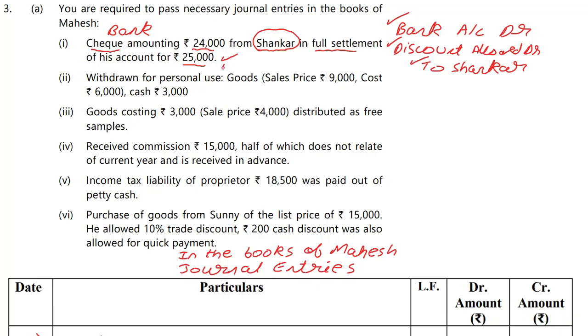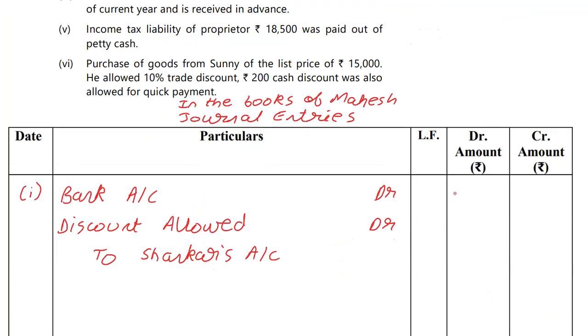And I'm going back up to look at the numbers. We are crediting his account by 25,000. We are receiving 24,000. So let me fill up those numbers. I'm receiving a check of 24,000 in full settlement of his account to the tune of 25,000, and therefore the difference is going to be 1,000, which is the discount allowed. And we should have a narration, of course.